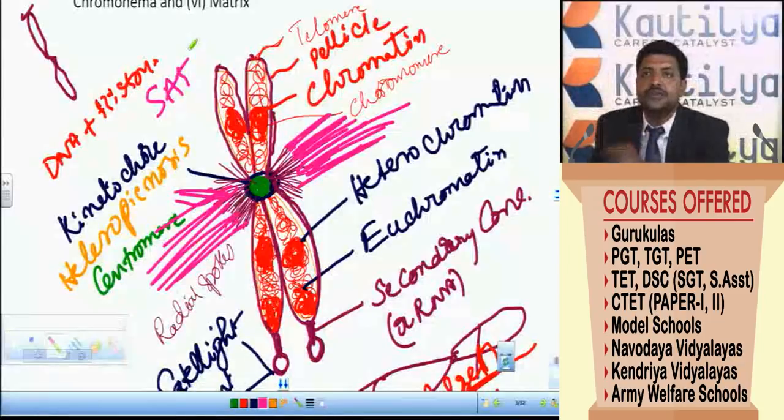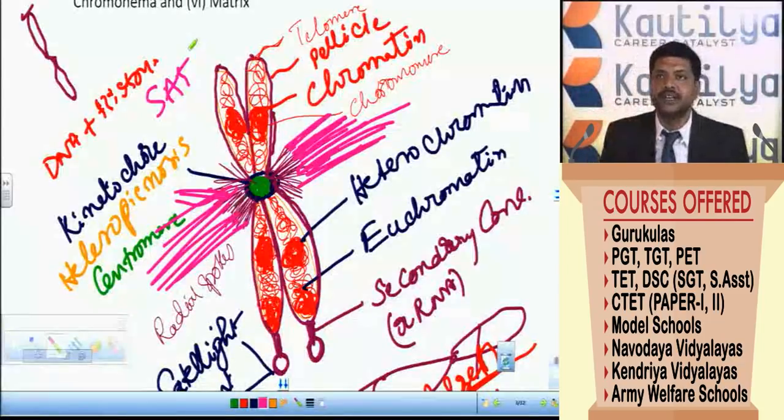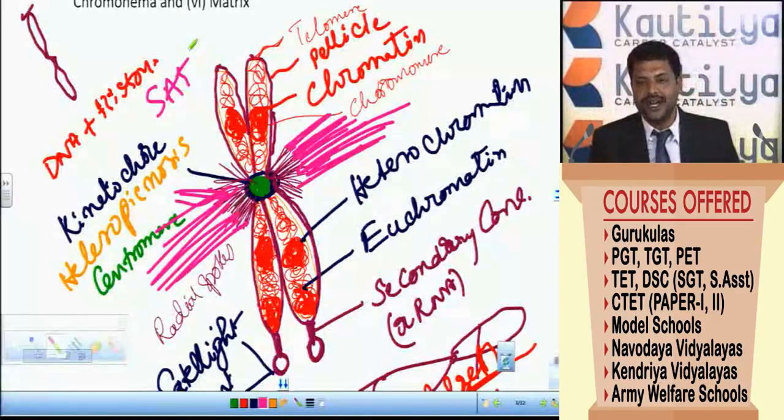During the course of evolution, what happened? Everything changed, including the number of chromosomes. Chimpanzee and gorilla have 48 chromosomes. In human beings, 46 chromosomes. Reduction of chromosome number has given some specific features.